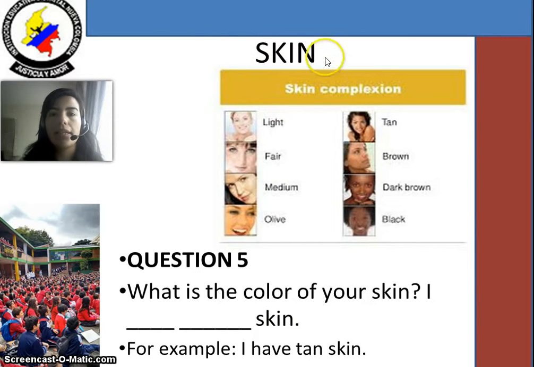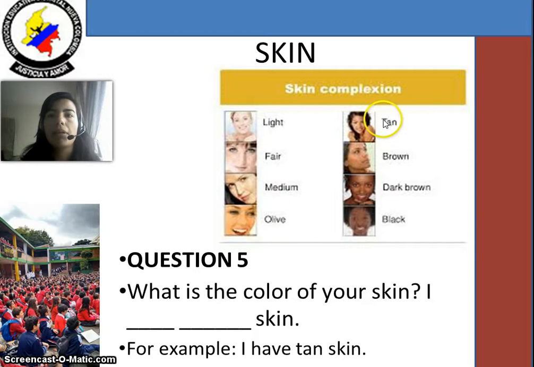Otra característica de la apariencia física es la piel. So, we have light skin. Tenemos, para las personas que son blancas, súper blancas como la leche, decimos light. Fair, que ya es una persona un poquito más, es un blanco un poco más rosado. Medium, que ya es un blanco más amarillo. Olive, que es para las personas trigueñas, ¿sí?